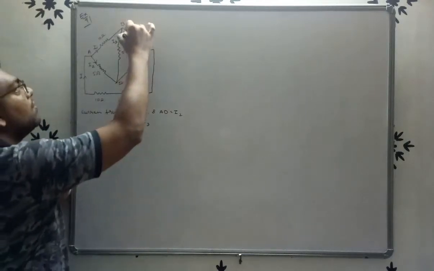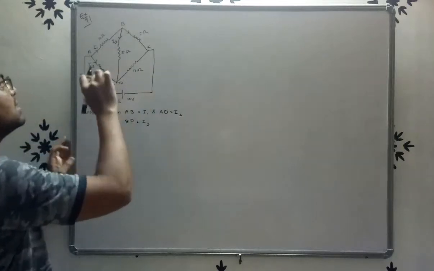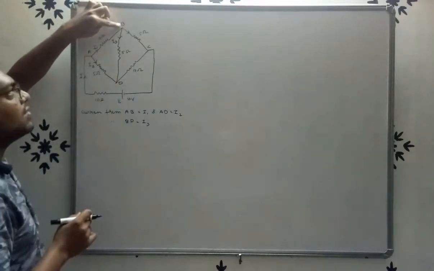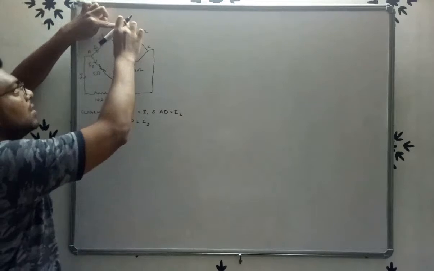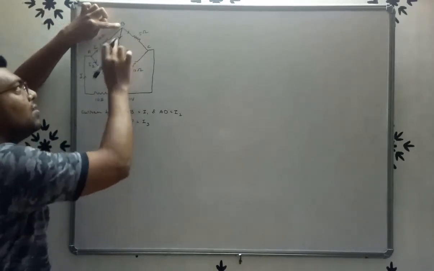Right? So here current from B to C is here total current is I1. Then from B to D current will be I3.